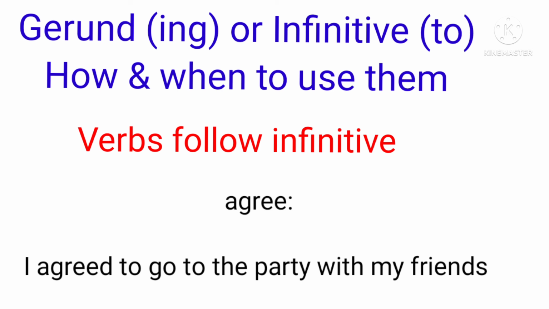To the party with my friend. After agree, I should have to plus the infinitive. Now I have the infinitive to go. It is one verb. It is an infinitive. As I already explained, there are two kinds of infinitive: one is to plus verb, and one without to, that is called the zero infinitive. Now we have here to go, this is an infinitive.